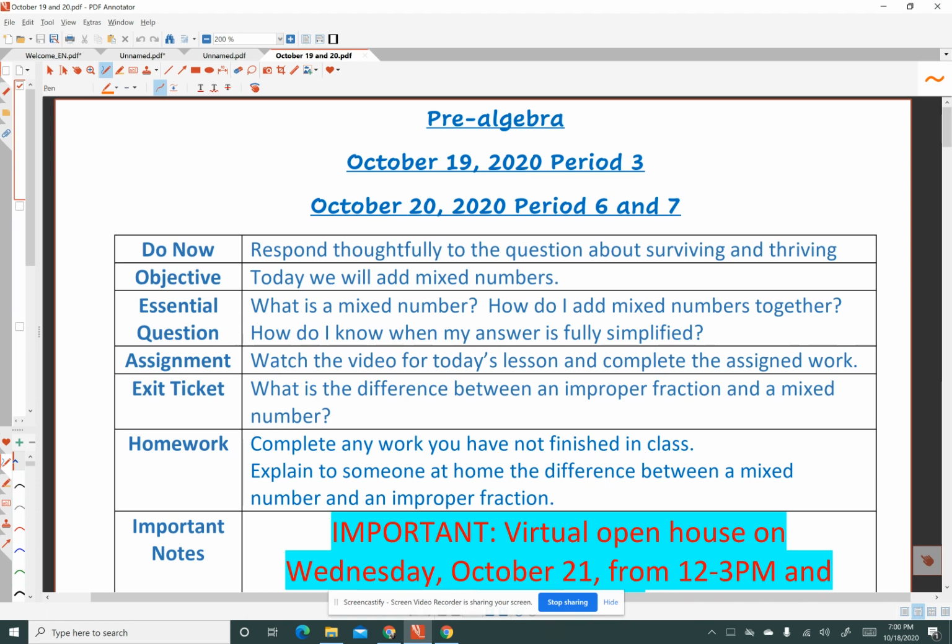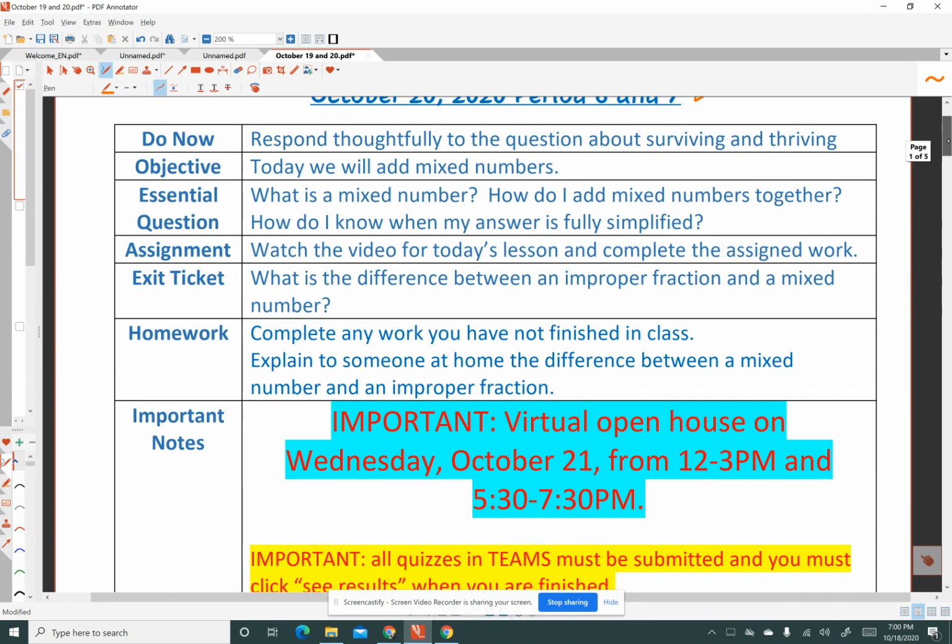On Monday, we will see period 3 for this lesson, and on Tuesday, the 20th, we will see period 6 and 7 because we are on our map schedule. So let's keep that in mind.